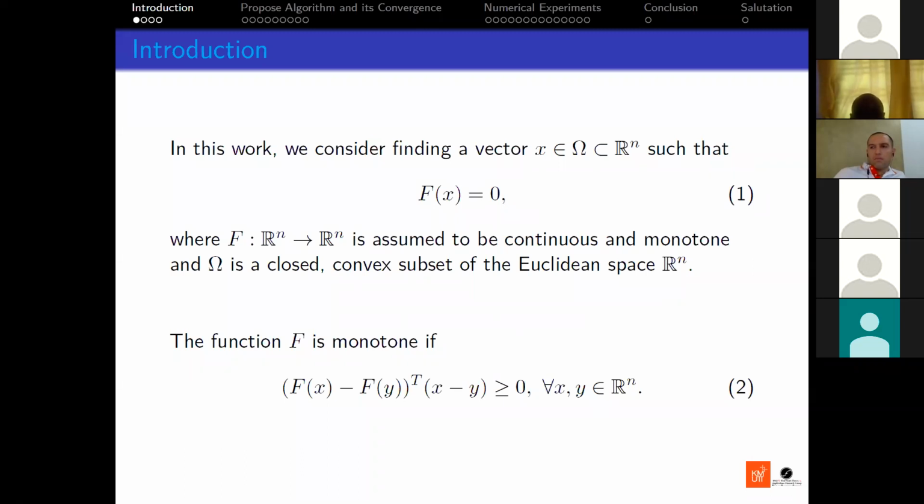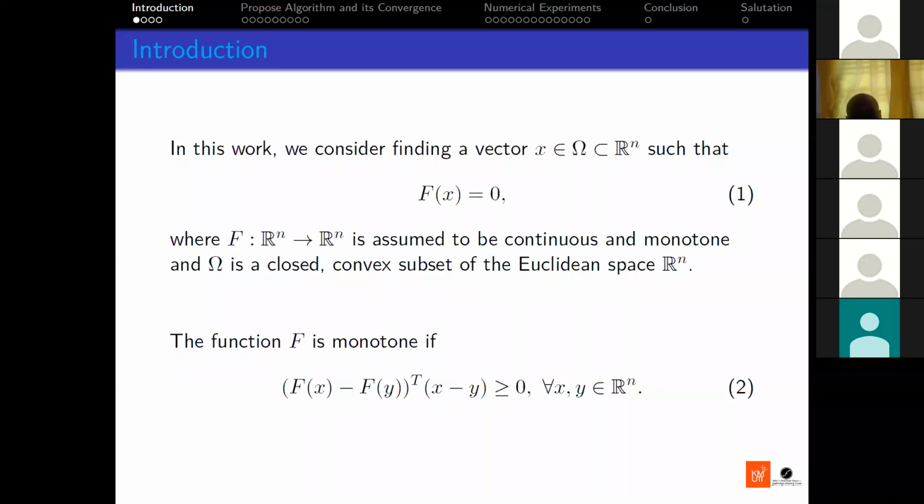The introduction. So in this work, we consider finding a vector x in omega, a subset of Rn, such that f of x is equal to 0, where this function f is a function from Rn to Rn, and is assumed to be continuous and monotone. And omega is a closed convex subset of Rn.